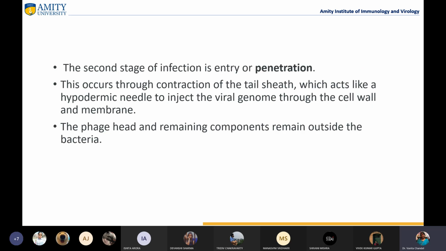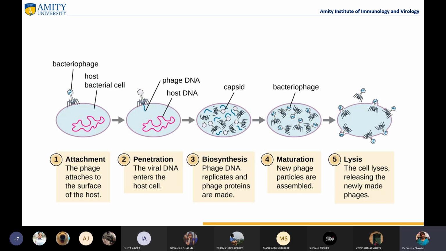Then the second stage of infection is entry or penetration. That means they are getting access, they are entering the cell. This occurs in the case of the contractile tail sheath, which acts like a needle and injects the viral genome through the cell wall and the membrane. The phage head and the remaining components remain outside the bacteria. So this is the first cycle, which is called the lytic cycle also.